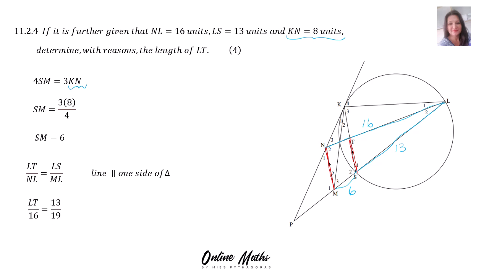LT is the one we're looking for. NL was given to us that it's 16. LS was given that it's 13. And then ML, we can work it out. It's 13 plus 6, which is 19. We substitute the values and then we cross multiply and we work it out. LT is 10,95. Where are the marks? Calculating SM's length, writing down the ratio and the reason, and the final answer.